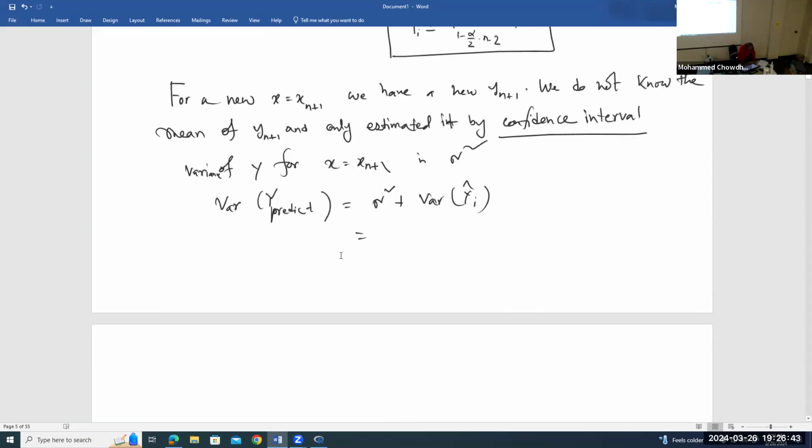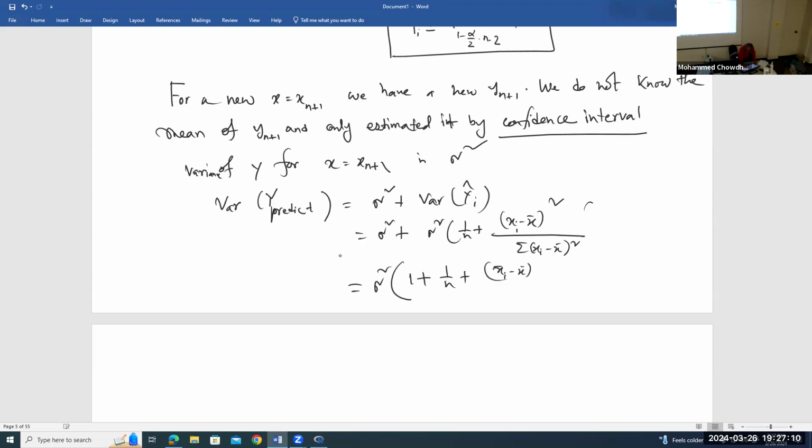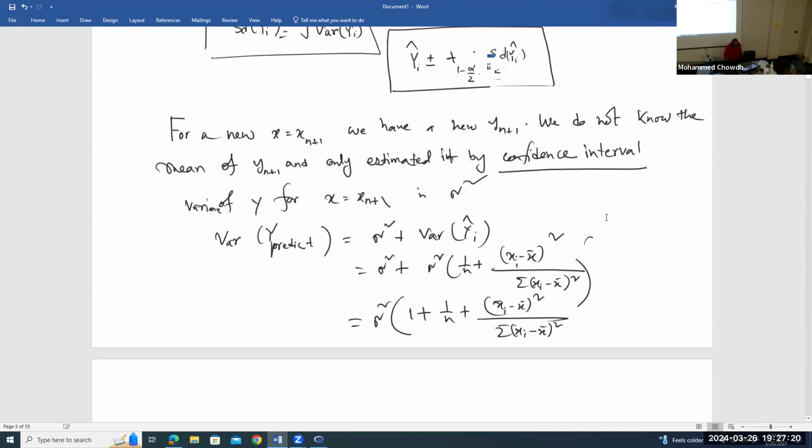After the additional sigma squared is added, if you write it this way: sigma squared plus sigma squared times (1 over n plus (xi minus x bar) squared over the sum of (xi minus x bar) squared). And then if you take this sigma squared out, you see 1 over n plus (xi minus x bar) squared over the sum of (xi minus x bar) squared. So take a look at the difference between them. This is the prediction interval.